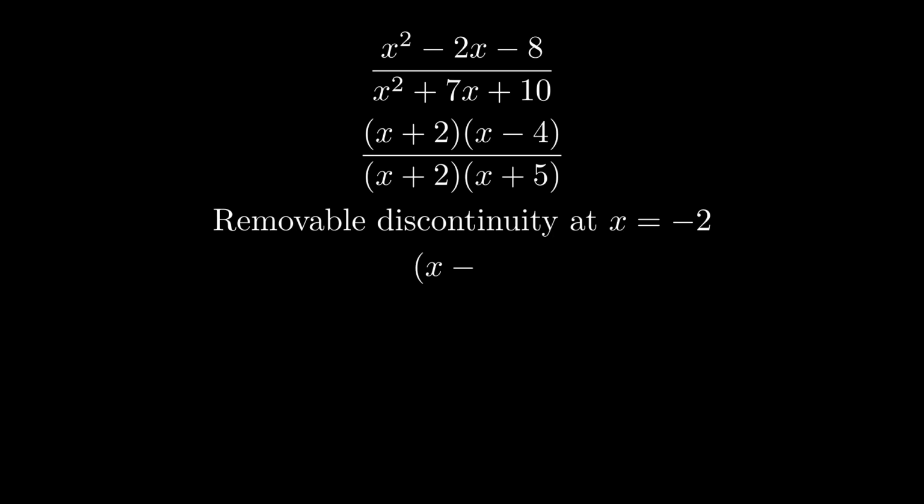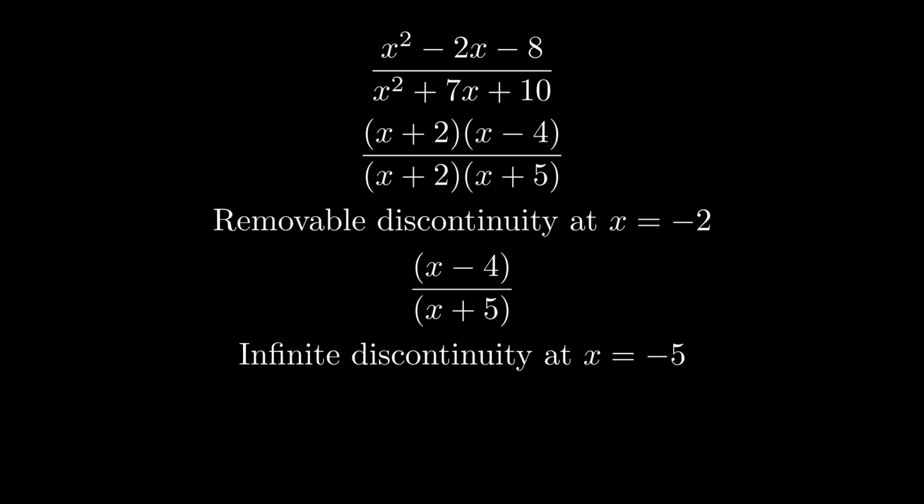So after canceling that out, we're left with x minus 4 over x plus 5. And now we set the denominator of this simplified expression, x plus 5, to 0 to find that the infinite discontinuity occurs at x equals negative 5.